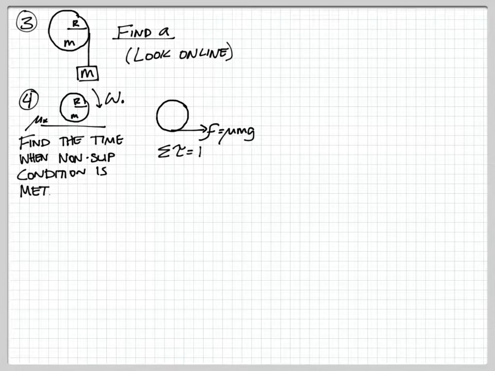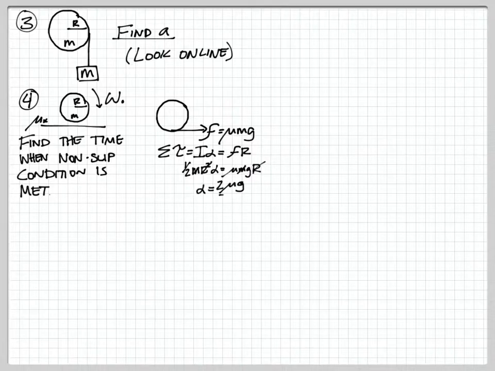So we'll look at the sum of the torques. And all we have is friction times R. Plug in moment of inertia for a disk. Plug in friction. No surprises. Solve for alpha. M's go away, one of my R's goes away. And alpha is 2 mu g over R. Well, it gets me part of the way there.